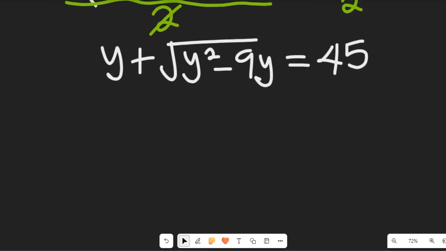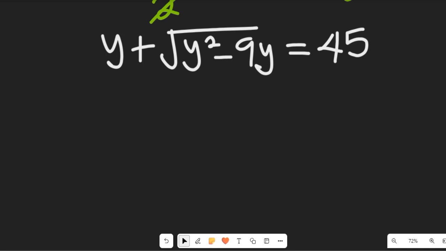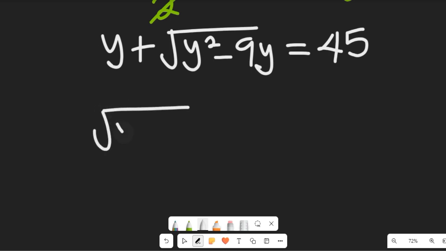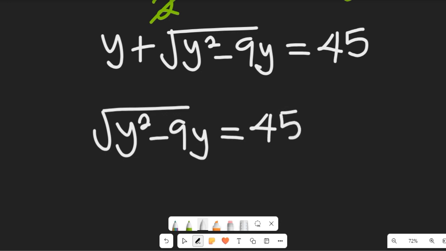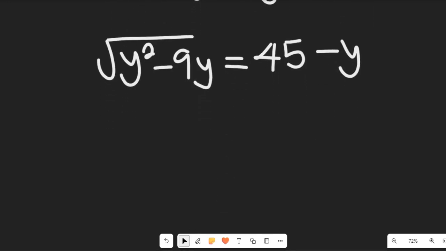Good. So we are gradually reducing this. To reduce this further, we're going to bring y to the other side, and this will give us the square root of y. Bringing the terms without y to the other side, that will give us 45 minus y.